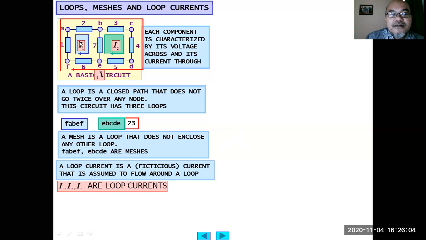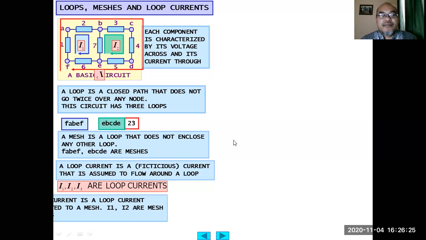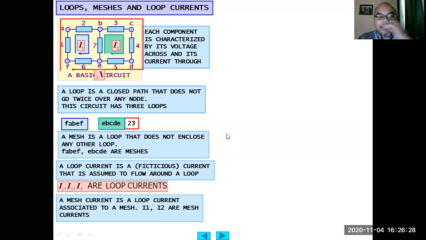I1 is the current flowing through this FABEF loop. I2 is the current flowing through the EBCDE loop, and I3 is the loop current flowing through the FABCDEF loop. So a mesh current is a loop current associated with a mesh. In this case, it will be I1 and I2. They are the mesh currents flowing through the FABEF and EBCDE meshes, respectively.